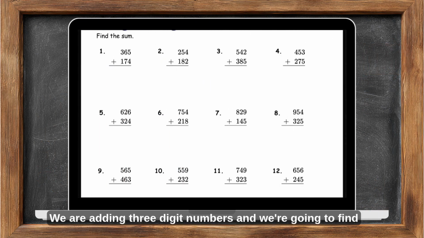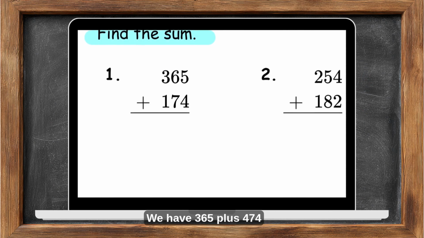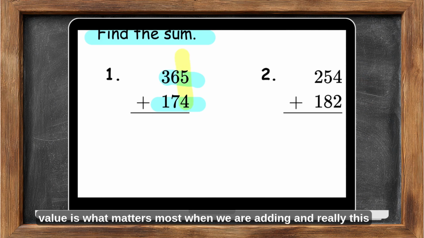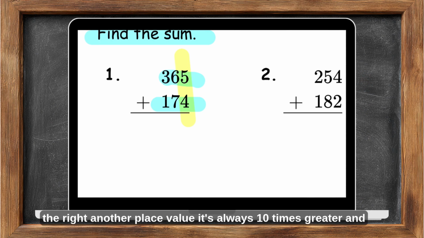We are adding three-digit numbers and we're going to find the sum, and we're going to start here with number 1. We have 365 plus 174, and so remember, place value is what matters most when we are adding, and really this is just review to remind us about regrouping. Each place value, we're starting in the ones. To move over another place value, it's always 10 times greater. And so whenever we reach 10, that's when we carry the 1.